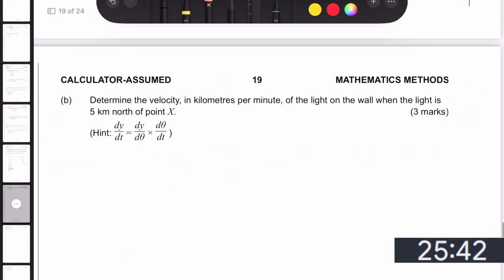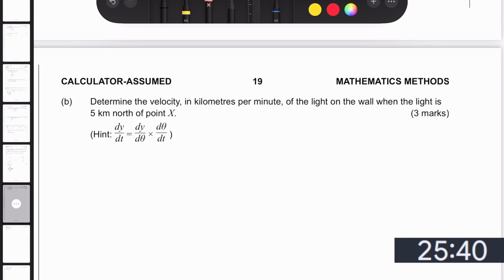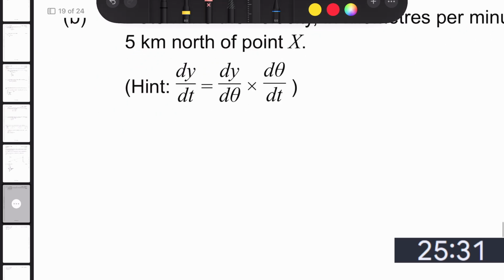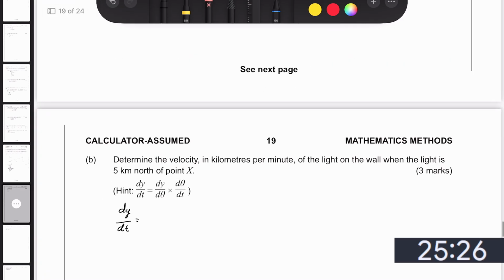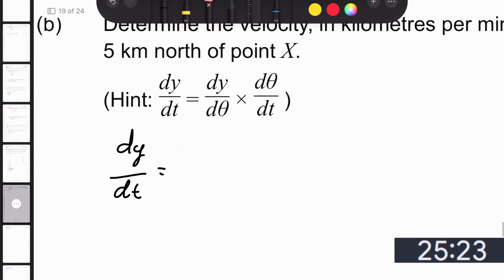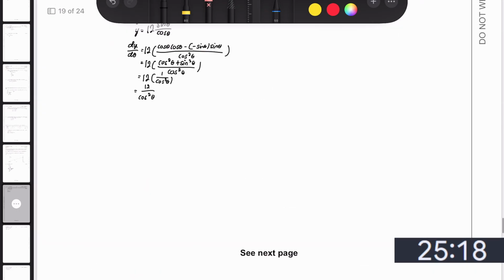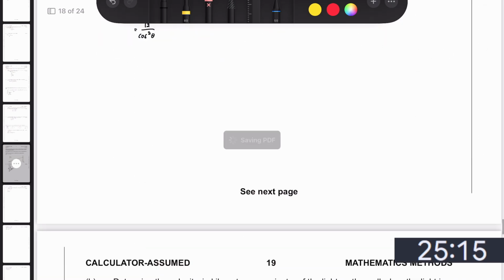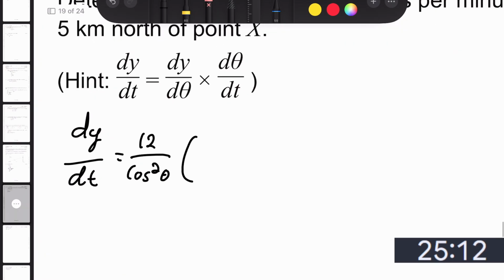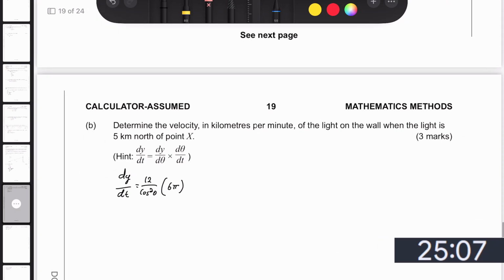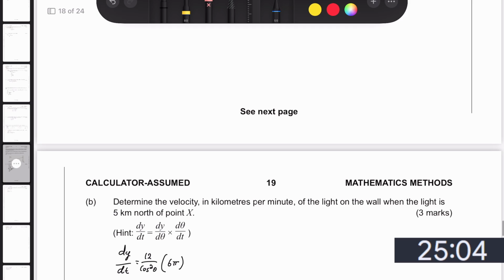Determine the velocity in kilometers per minute of the light when the light is 5 kilometers north of point X. Hint, dy dt is equal to dy d theta times d theta dt. Okay, well then I know that dy dt is equal to dy d theta, which is 12 over cosine squared of theta, times d theta dt, which is 6 pi. Yeah, this is just a bit of a dumbed down related rates question.